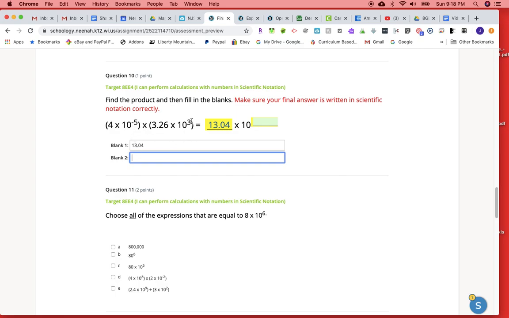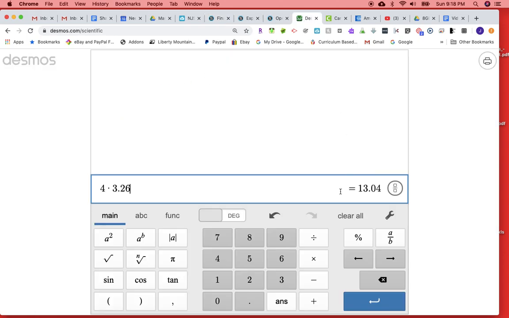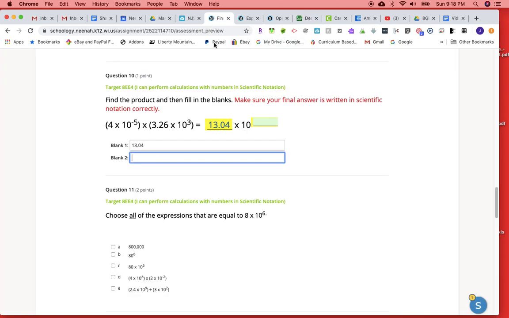Then we're going to add our exponents. We have negative 5 plus 3. If you don't want to mess with opposites, just put it in your calculator. Negative 5 plus 3 would be negative 2. So our exponent would be negative 2.